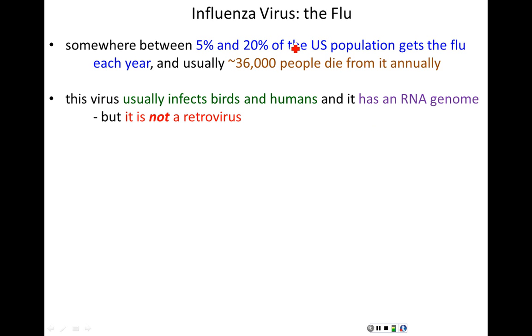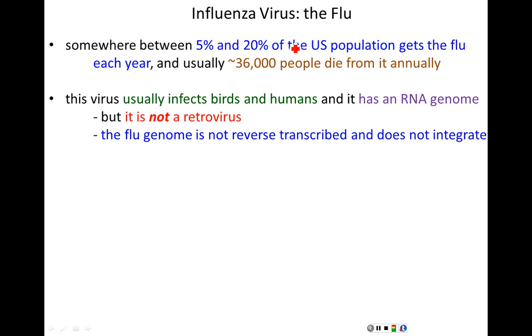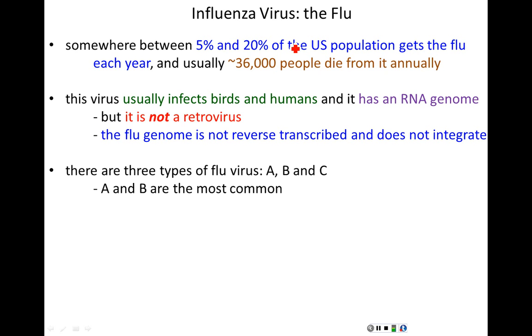What makes it not a retrovirus is that it does not engage in this reverse transcription step, and the flu virus does not integrate into the host genome. So the viral genome is RNA-based, but we don't reverse transcribe and we don't integrate, so it's not a retrovirus. There are three main types of flu viruses, categorized A, B, and C. A and B are the most common.